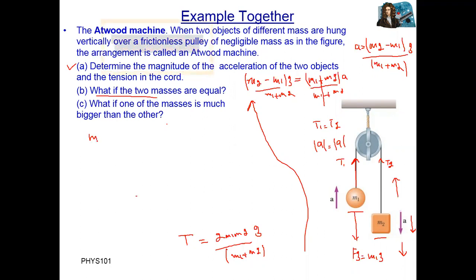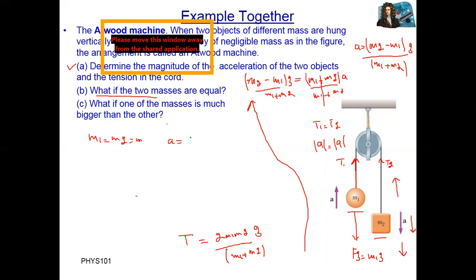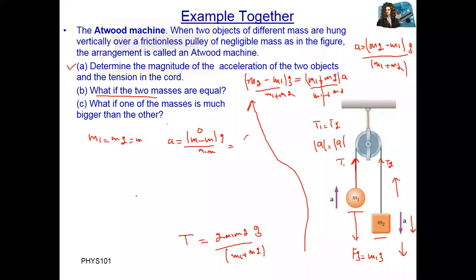It means that when m1 is equal to m2, if we replace both by only m, because both are the same, then from the equation of acceleration we have m2 minus m1, so m minus m, times g, divided by m1 plus m2. But m minus m equals 0. So this whole equation equals 0. When both masses are the same, a is equal to 0. There will be no acceleration. There will be no motion.